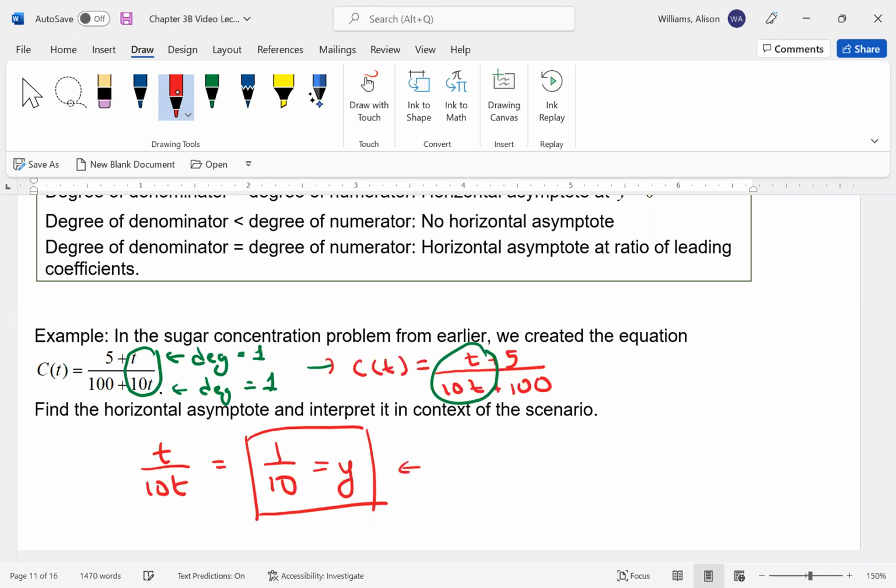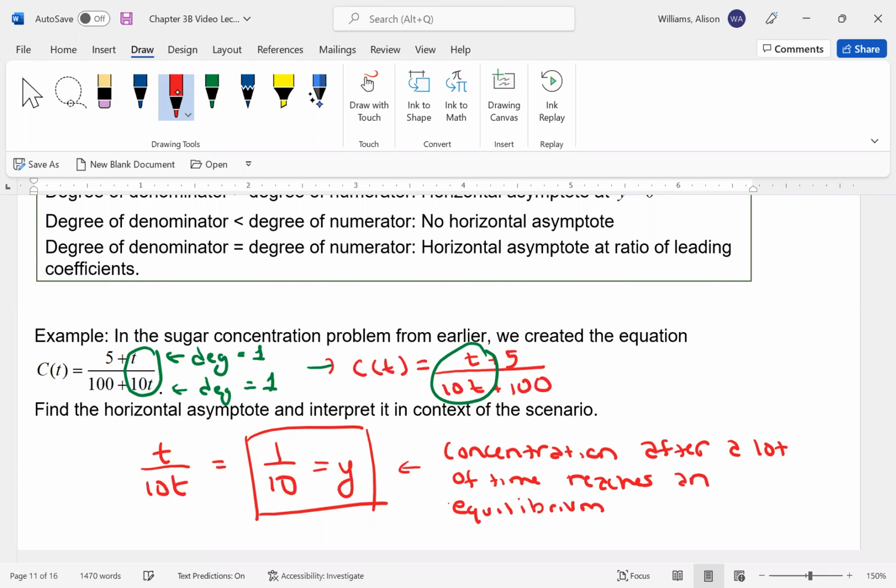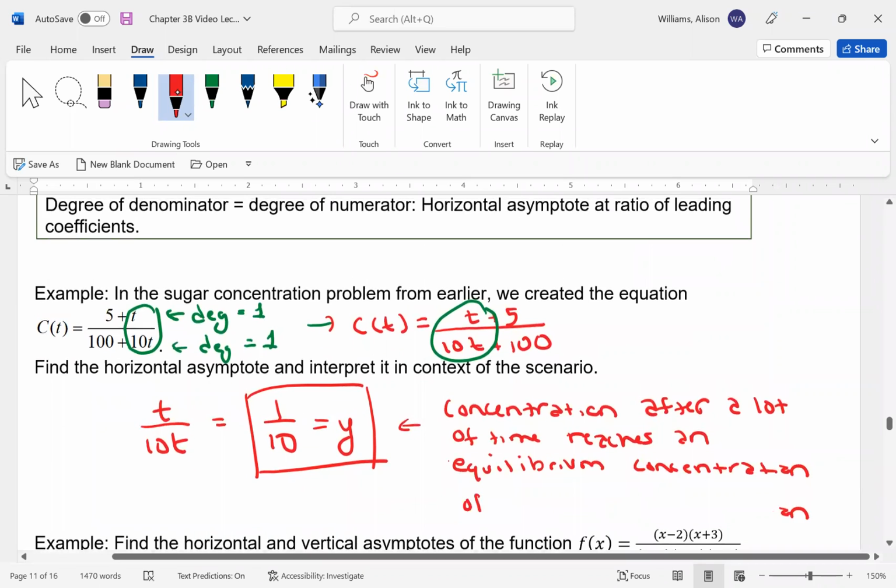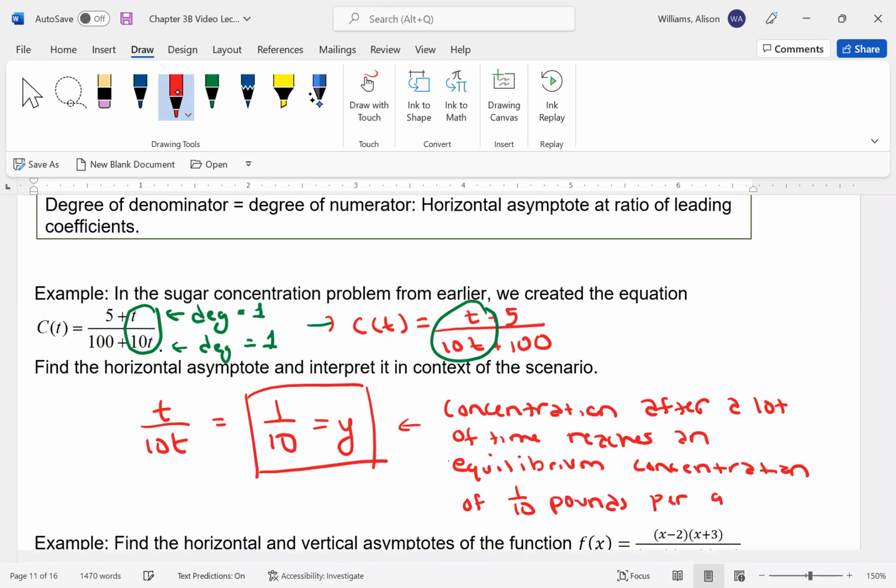So if we were to explain this, we're saying that the concentration after a lot of time reaches kind of like an equilibrium. I'll call it that, an equilibrium concentration of 1/10 pounds per gallon of sugar to water. 1/10 pounds of sugar per gallon of water.